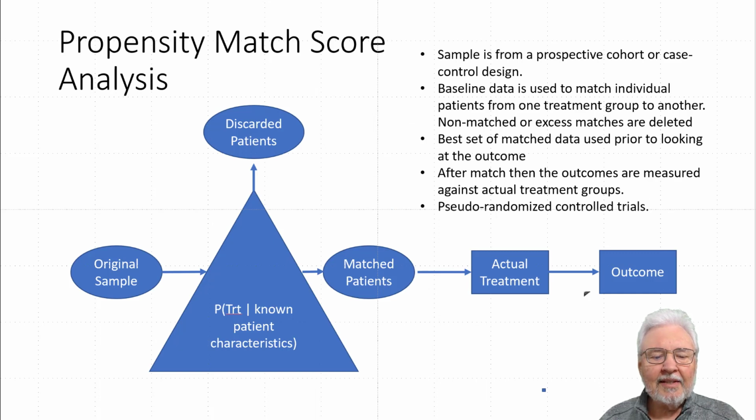There is a type of design that, most of the time, people would look at that seatbelt thing and look at all the parameters and control for as much as they could statistically and see if there's a difference. But a better way is to use a propensity match score analysis. I'll give you an example.